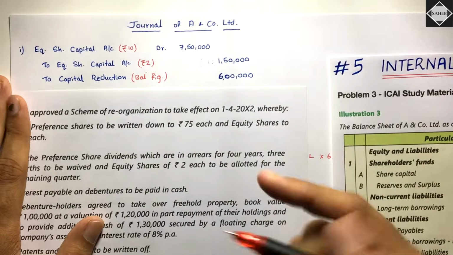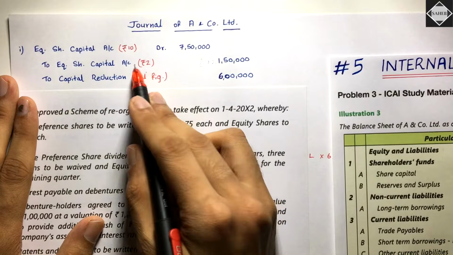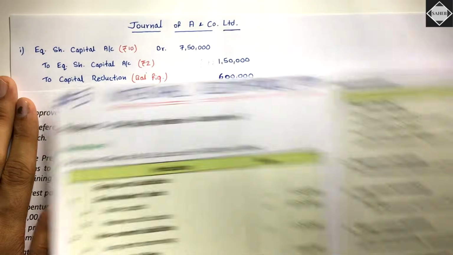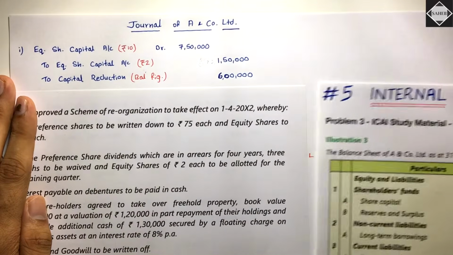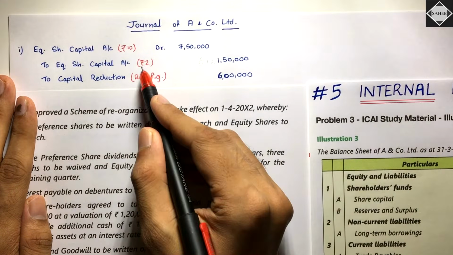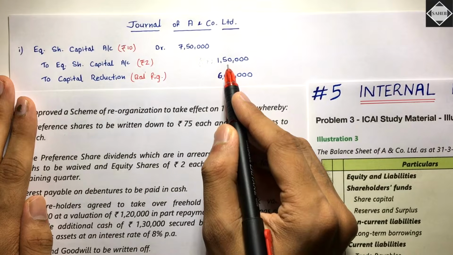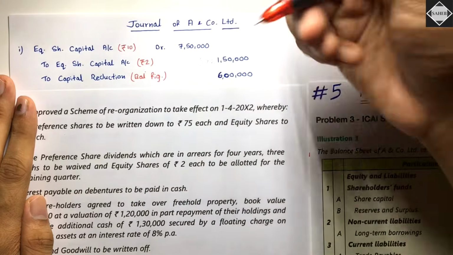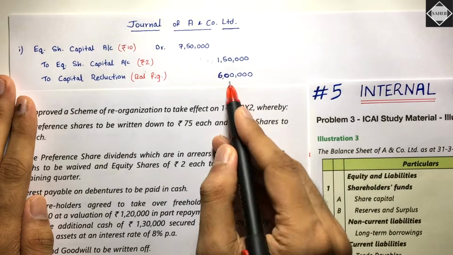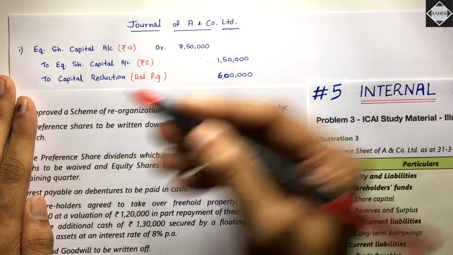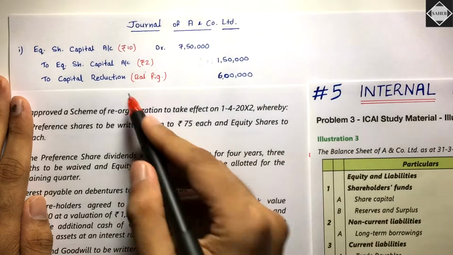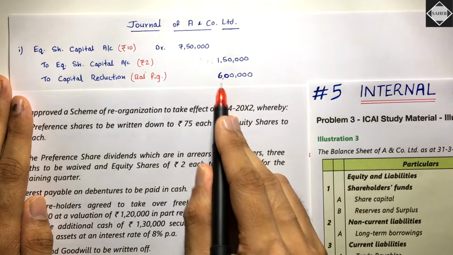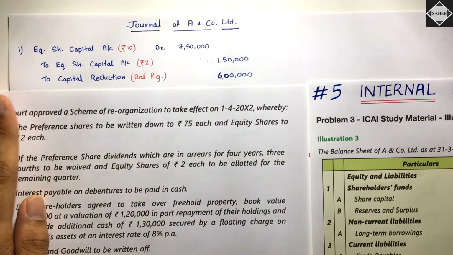And then you will create the new equity share capital with the new face value of rupees 2. 75,000 shares into 2. Number of shares are same only, it's just the face value that is changing. 75,000 into 2, that's equal to 1,50,000. Simple, easy. Now the balancing figure in the credit would be capital reduction. Whatever difference comes will go to capital reduction. The gain, you all know that balancing figure, 7,50,000 minus 1,50,000, that's equal to 6 lakh. 6 lakh will go to capital reduction.